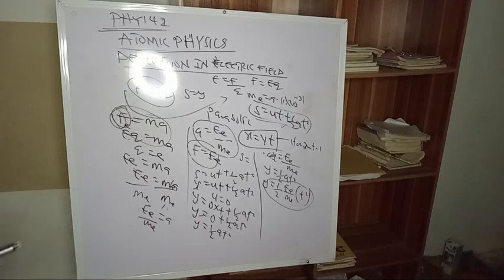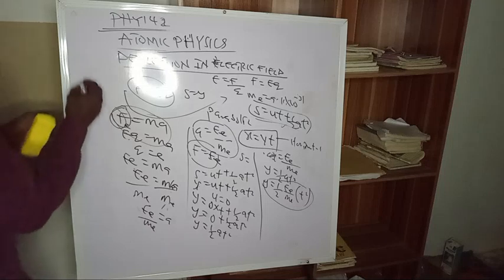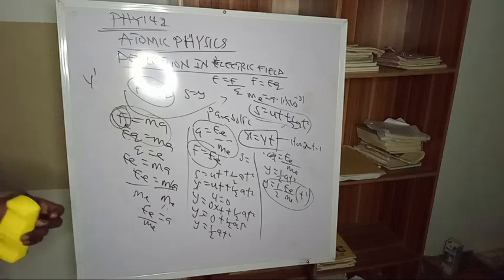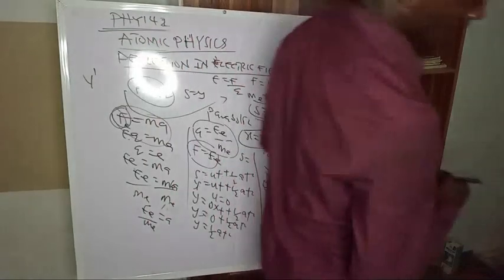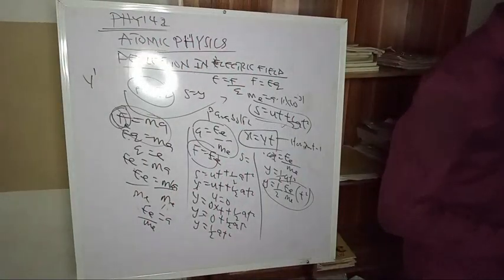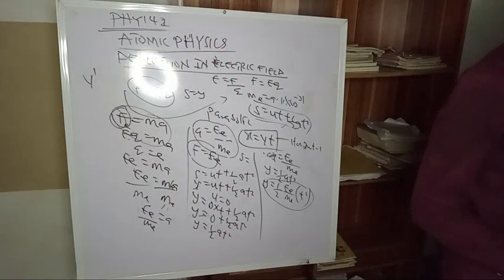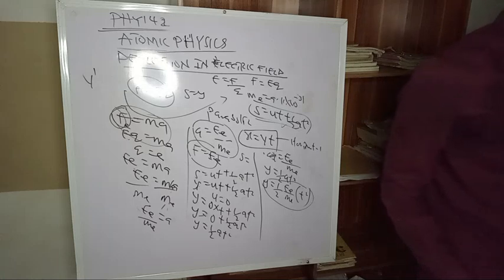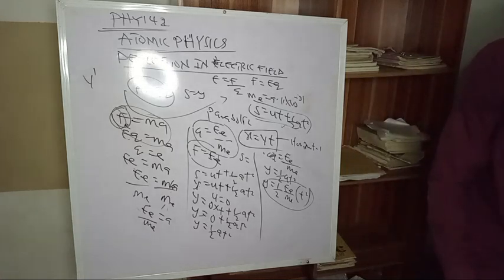Now if that is gotten, the next thing you also want to consider is what we call the component velocity, v prime, of the electron. What is the component velocity of the electron? Then there is also what we call the angle at which the beam emerges from the field. I'll show all of those two things basically, then we'll move on.